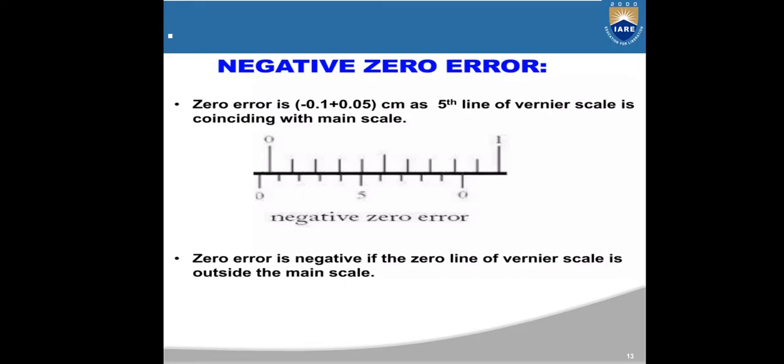Negative zero error. Zero error is minus 0.12 plus 0.05 centimeters as the fifth line of the vernier scale coincides with the main scale. This is the negative zero error. The zero error is negative if the zero line of the vernier scale is outside the main scale.